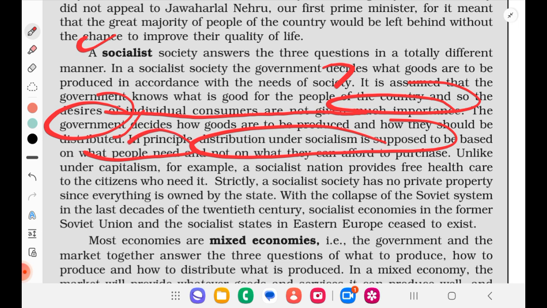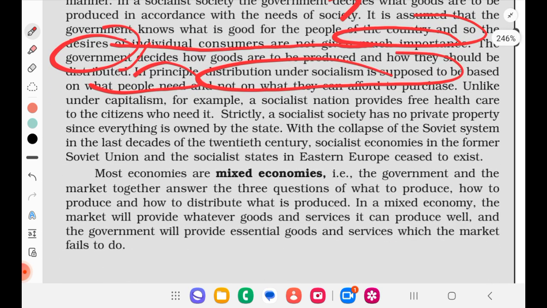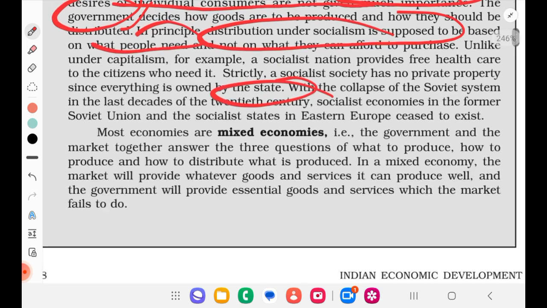Unlike under capitalism, for example, a socialist nation provides free health care to citizens who need it. Strictly, a socialist society has no private property since everything is owned by the state. With the collapse of the Soviet system in the last decade of the 20th century, socialist economies in the former Soviet Union and the socialist states in Eastern Europe ceased to exist.